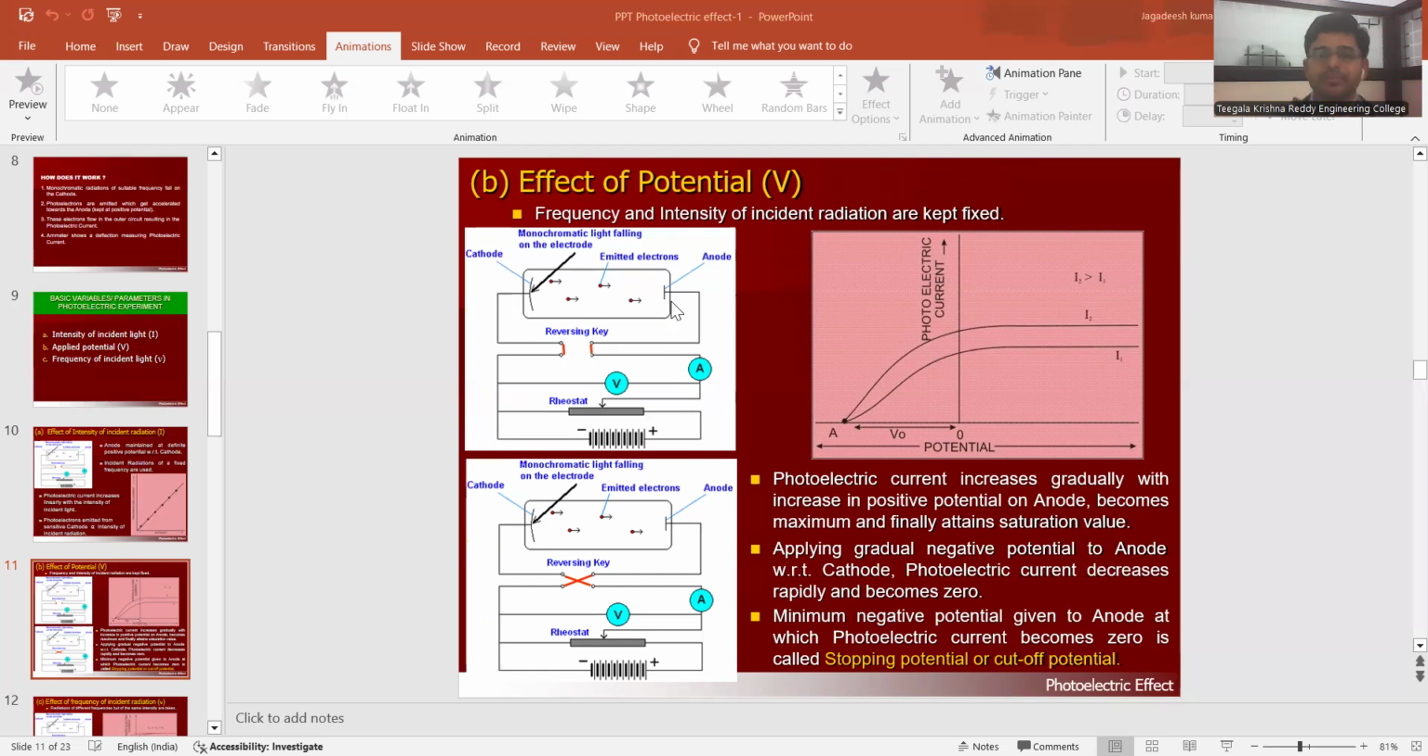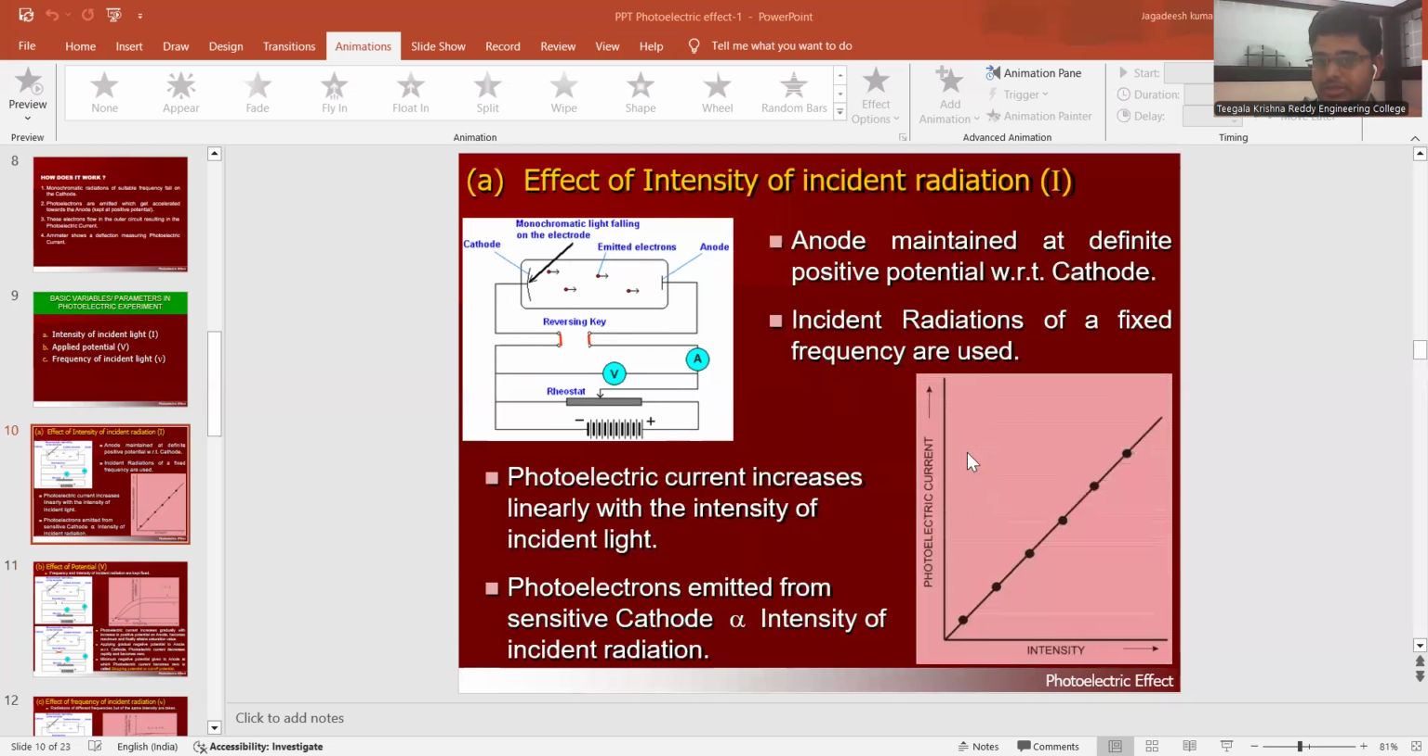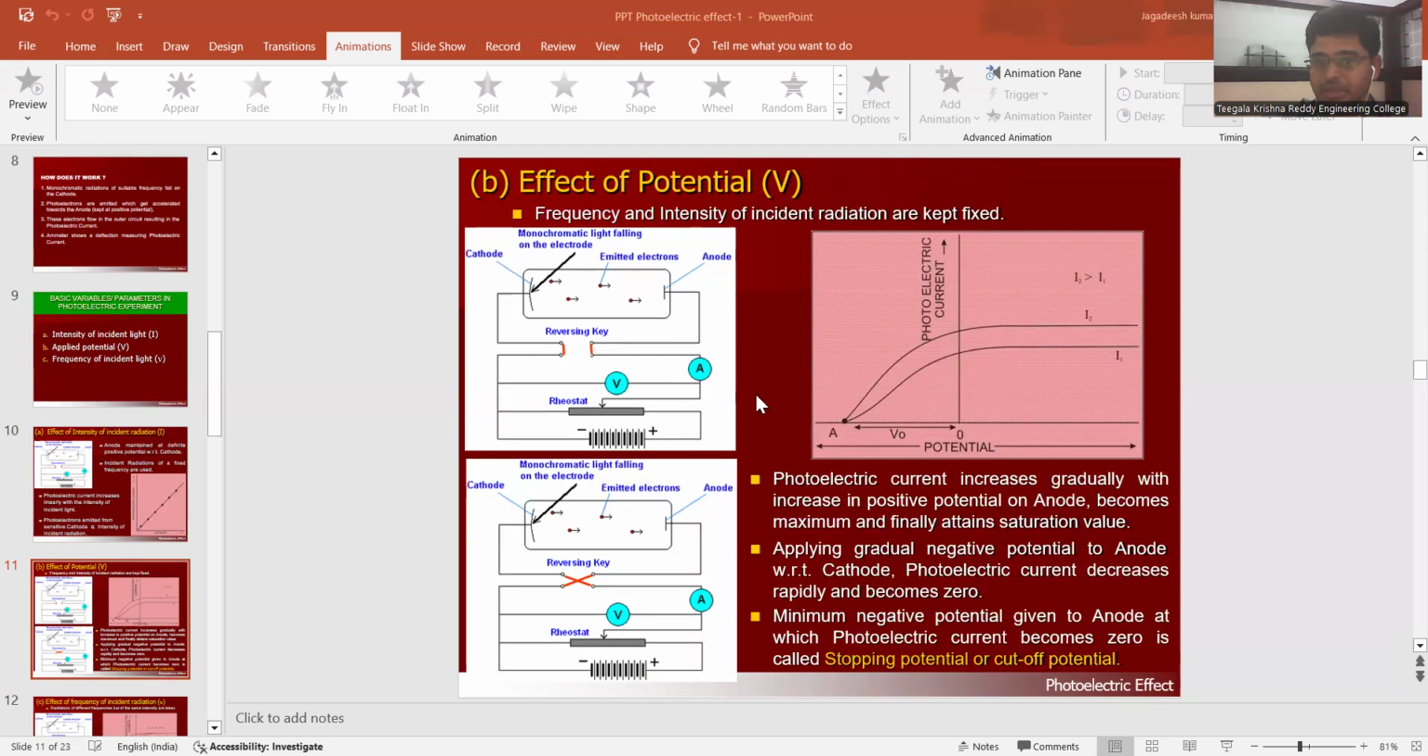Suppose we increase the positive potential of the anode A, then current passes through the circuit. As we increase the potential difference, the current passing through the circuit increases. The more potential difference we apply between plate A and plate B, the more the current increases.